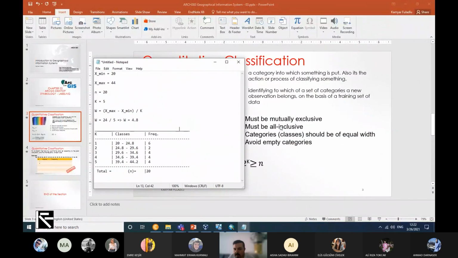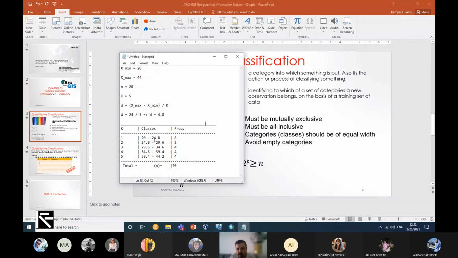First of all, I said it must be mutually exclusive. What does mutually exclusive mean? It means that if I put, let's say, 24 here, if I count 24 one time here, I cannot put it a second time here. 24 is considered once here, and the second time I will consider 25. One member cannot be located in 2 classes. So this is about exclusive.